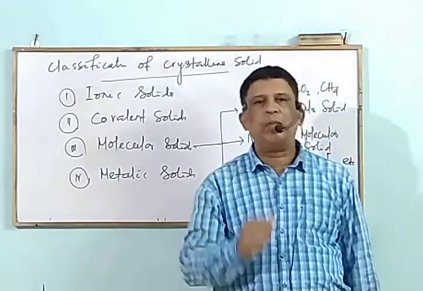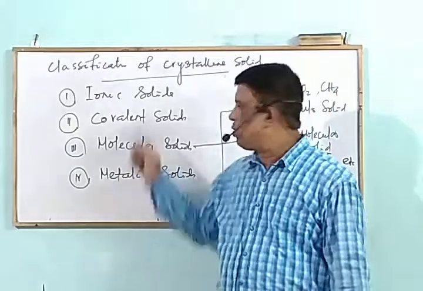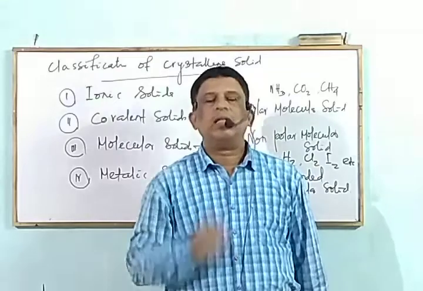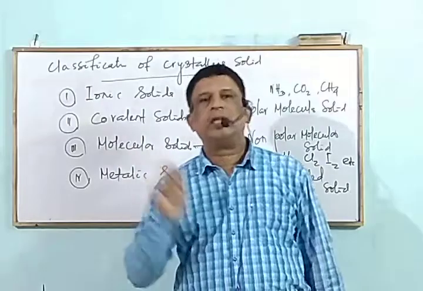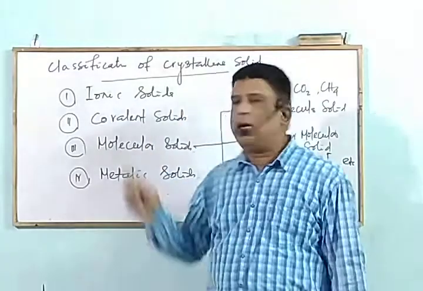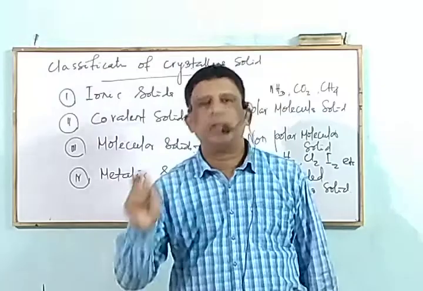One important thing to remember: graphite also comes under covalent solid, but one exception is that it is a good conductor of heat and electricity. Normally, all the covalent solids are bad conductors of heat and electricity. One exception is graphite.